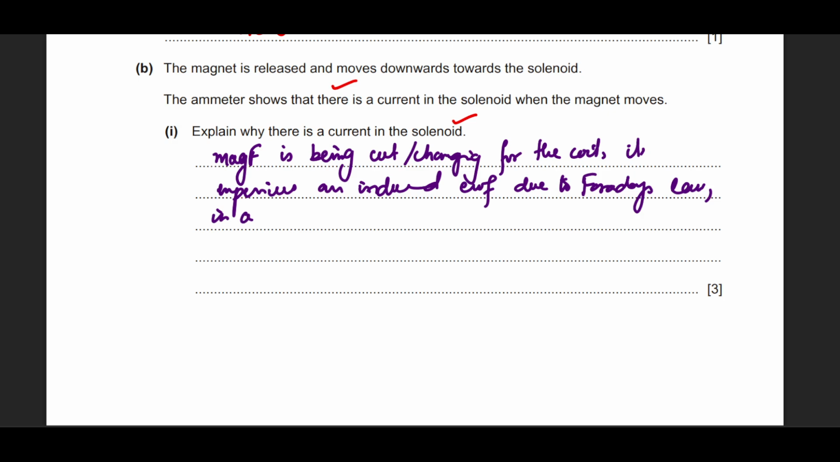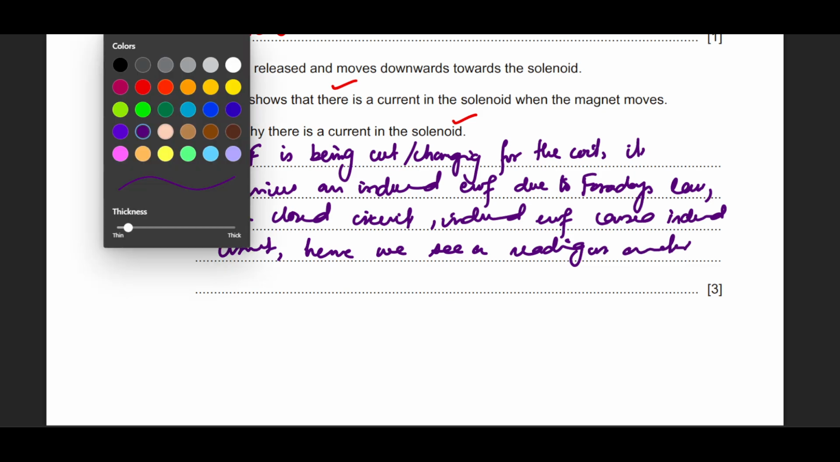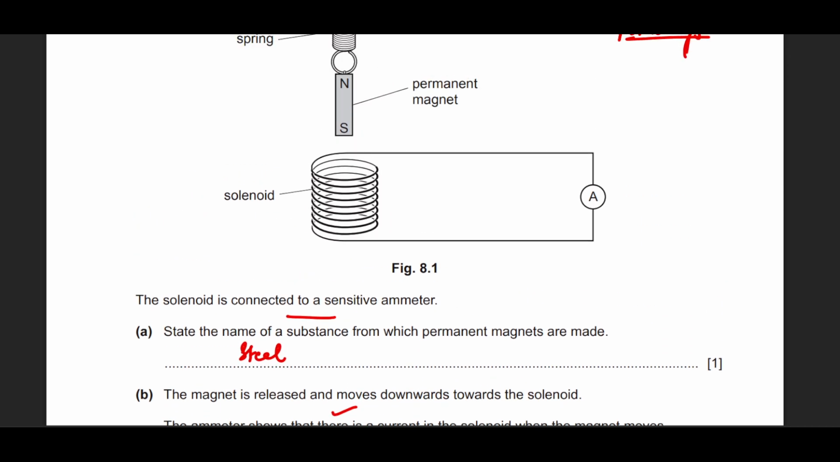And in a closed circuit, the induced EMF causes an induced current, and hence we see a reading on the ammeter, right? Okay. But if this was a voltmeter only, and if the ammeter was not connected, then we would have concluded our answer on induced EMF. There is a current in the circuit because there is an ammeter, right?